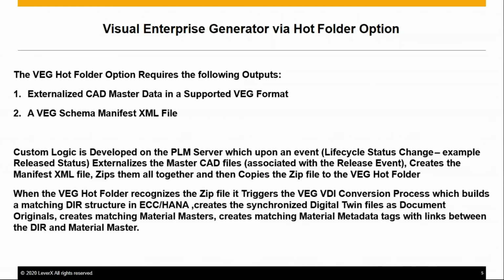So when the VEG hot folder recognizes a zip file, like I said, it triggers what we call the Visual Data Integration Conversion process, which in ECC or HANA, builds a matching DIR structure to what the BOM is. In ECC or HANA, it creates these synchronized digital twin files as document originals, and it creates matching material masters, matching material metadata tags, which is very important for the use of Visual Manufacturing Planner, and it links the DIR with the material master. All automated, no human beings required.